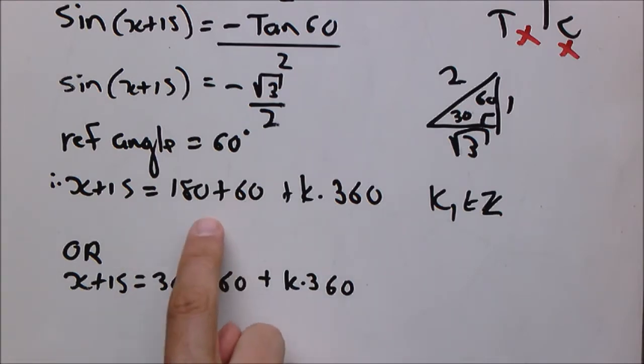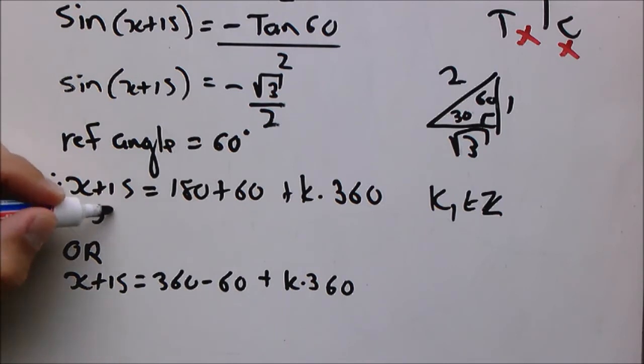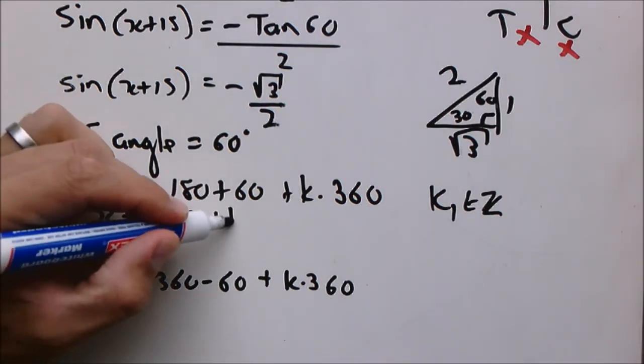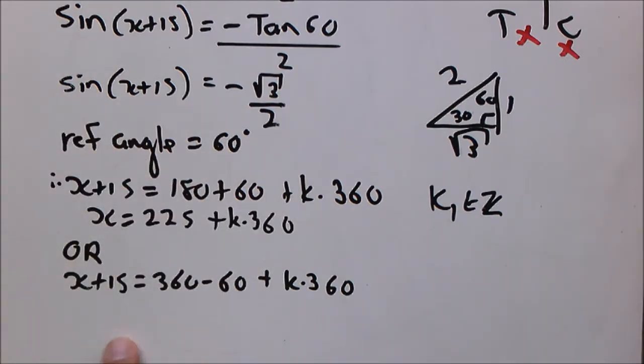Remember to define k. Now let's simplify this. This 180 plus 60 is 240, minus 15. Okay, so it's 225 + k·360. And then over here we've got 300 minus 15, so it's 285.